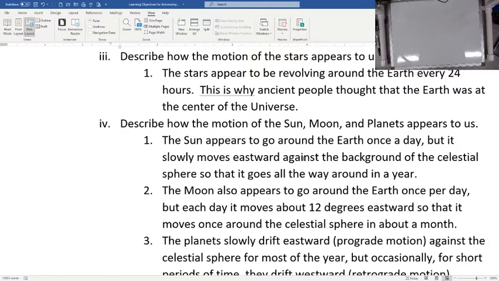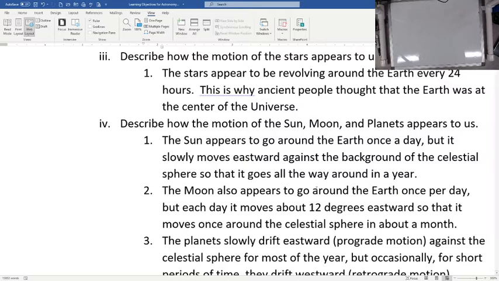The moon does something similar. It also appears to go around the earth about once a day for the same reason the sun does, the fact that the earth is rotating on its axis once every 24 hours. But it also appears to go around the celestial sphere once every 30 days, approximately, the time it takes the moon to make one orbit of the earth. And so, in fact, the moon drifts eastward about 12 degrees a day, so that over the course of the month it's gone 360 degrees around the earth, around the celestial sphere.